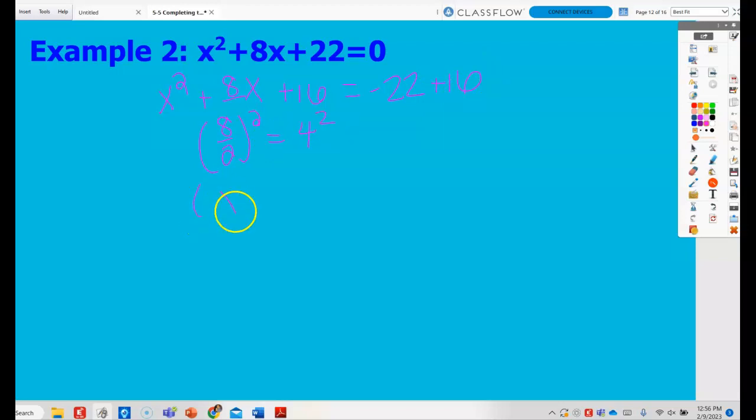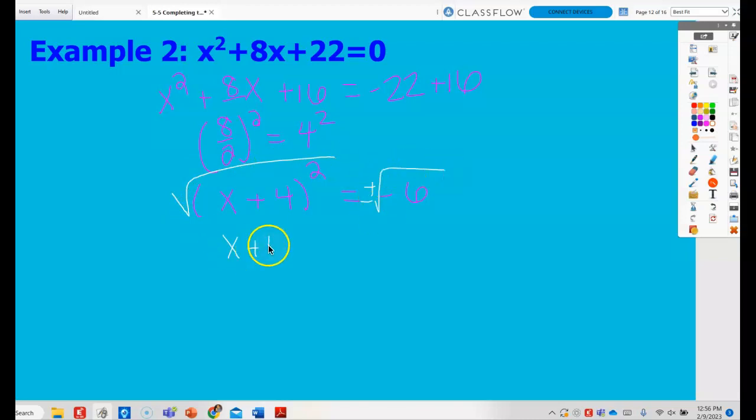So that makes this x plus 4 quantity squared equals negative 22 plus 16, which leaves me with negative 6. So now I have something squared equal to a negative. This is where knowing how complex numbers work really comes back into play. When I take the square root of both sides, I am going to end up with an i.